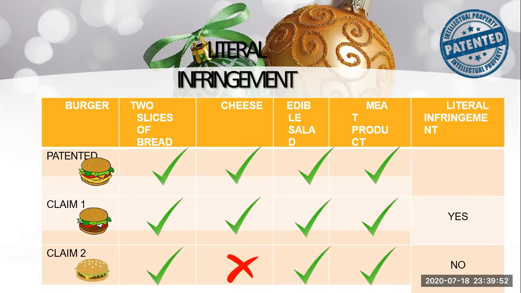So for that, take an example. There is a patented burger. Here are 2 slices of bread, cheese, edible salad, meat product, all of the things. In claim 1, whenever there is an identical copy, that each and every part is copied, the slices of bread, cheese, edible salad, and meat product, all of the things are copied, then we'll say that it is literal infringement: the same amount, same thing, same material. But in case of claim 2, if the cheese is not the same as the patented burger, then we cannot say that it is a literal infringement. That means it's not identical. Okay, there is a variation in cheese. So it will be literal infringement whenever each and every part is copied.